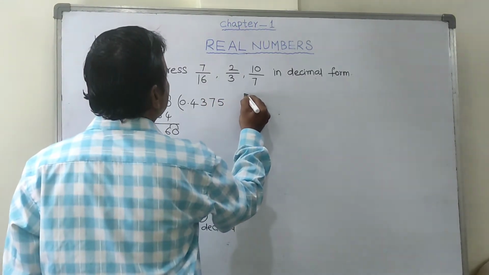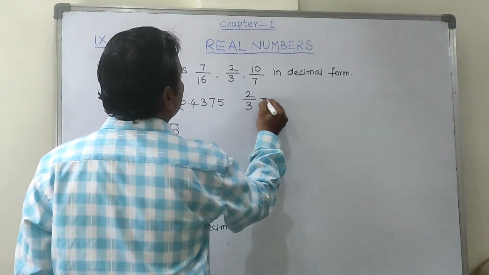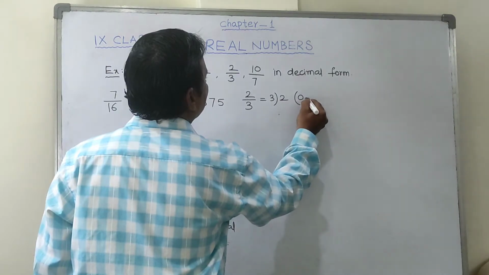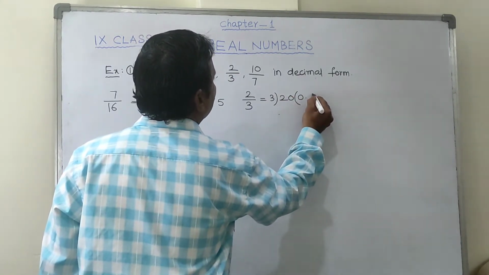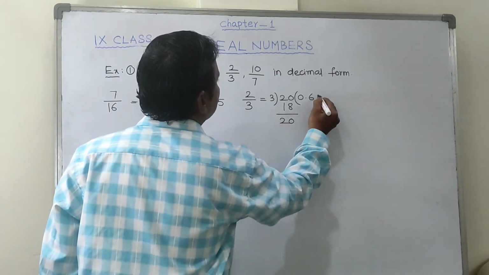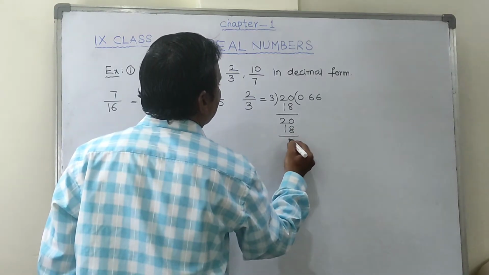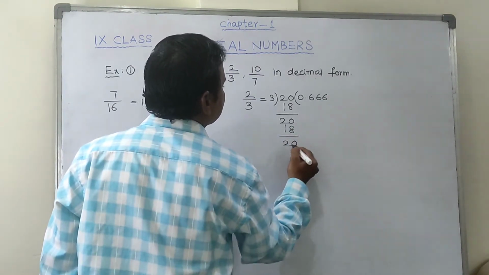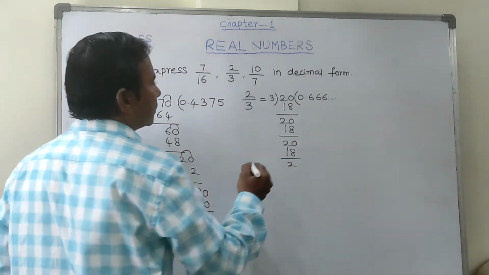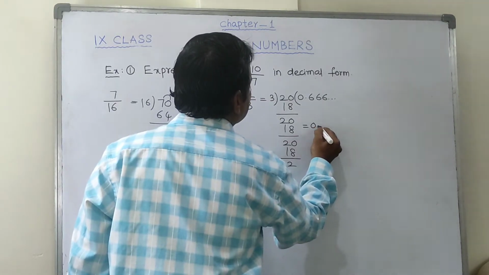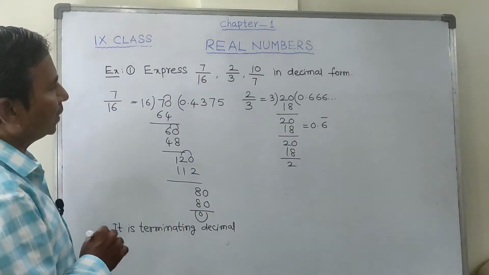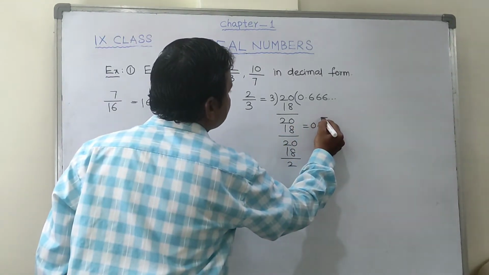Now take the second one, 2 by 3. 2 by 3 means we will divide by 3. 2, we will write 0 point, carry 0. 3 sixes are 18, 2. Again 0, 3 sixes are 18. Again 20, 3 sixes are 18. So like that it continues, isn't it? So if it continues, what will we write? 0.6 bar, means the digit which is continuing, we will write with a symbol like this, a bar.